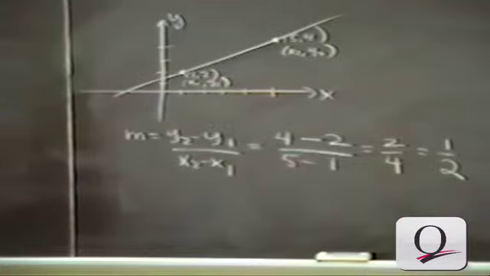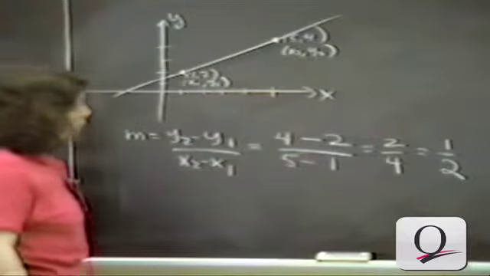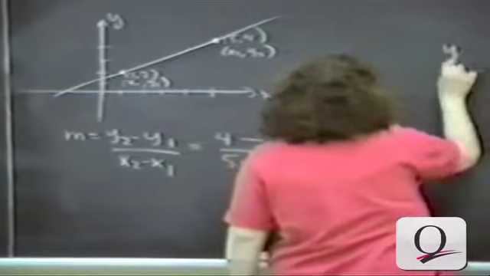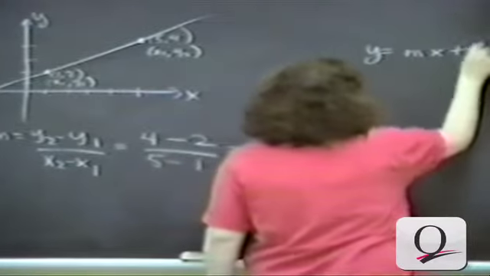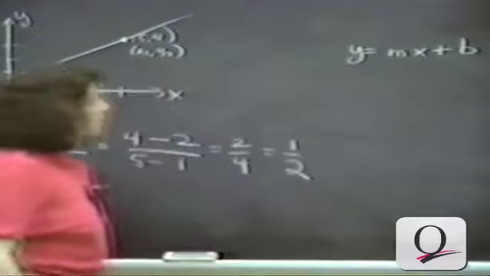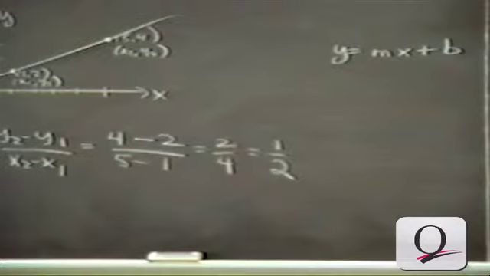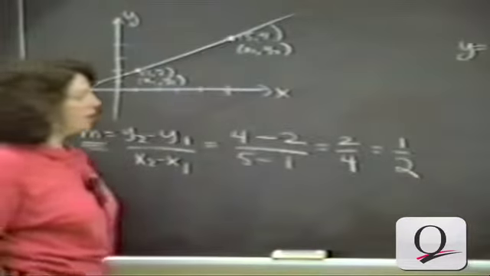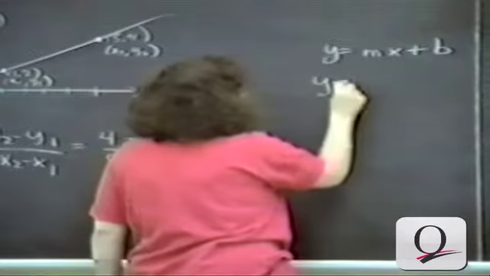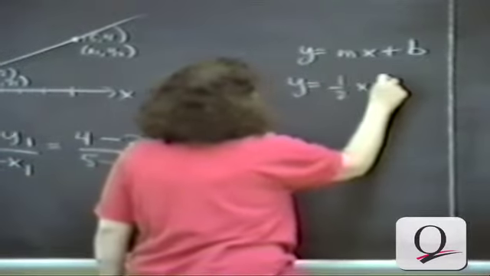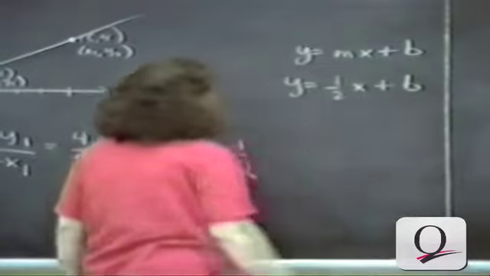Now, once we know that, we can write an equation of the line by using the form y equals mx plus b. This is known as the slope y-intercept form of the equation of the line. Now, we know the slope. We have found m. m is equal to 1/2. So we substitute in that value for m. y equals 1/2 x plus b.